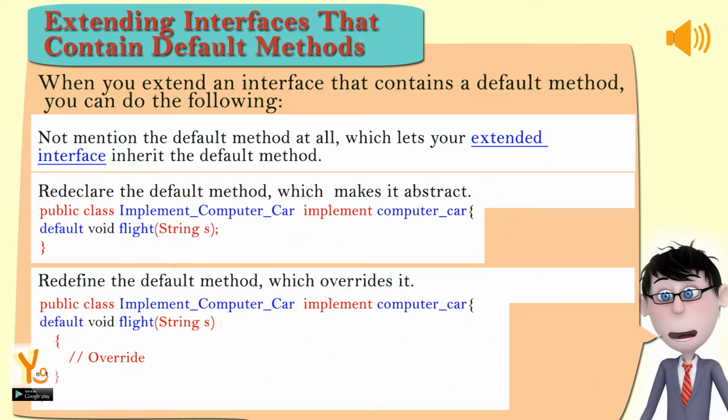Extending interfaces that contain default methods. When you extend an interface that contains a default method, you can do the following. Not mention the default method at all, which lets your extended interface inherit the default method. Redeclare the default method, which makes it abstract, as shown below. Redefine the default method, which overrides it, as shown below.